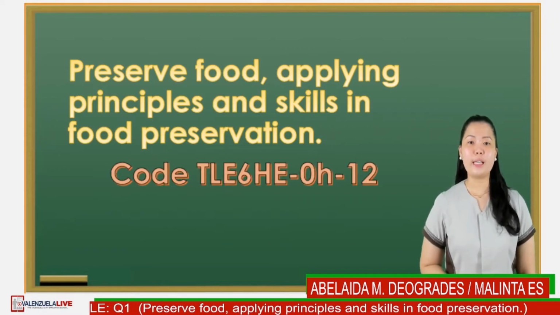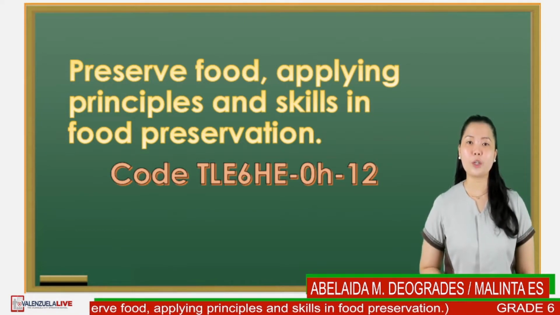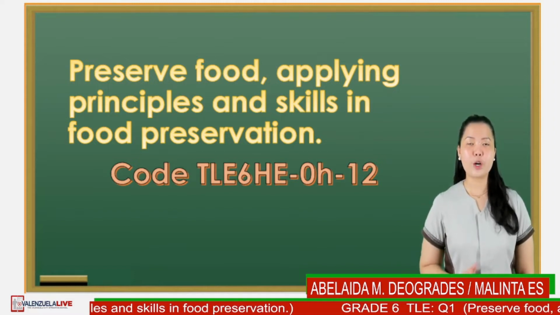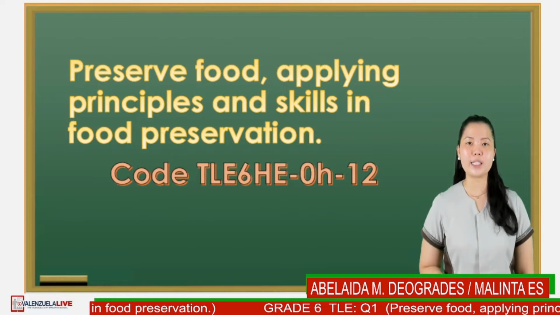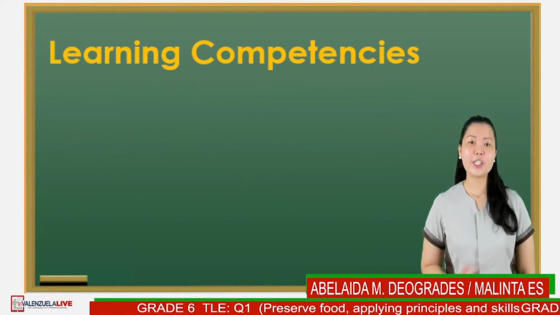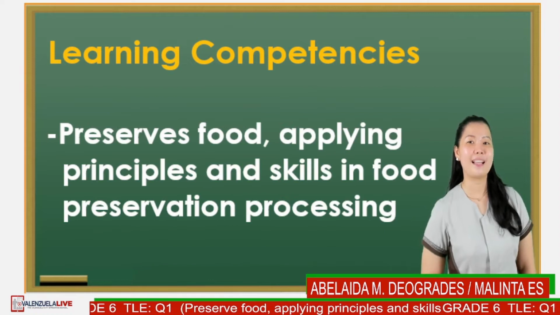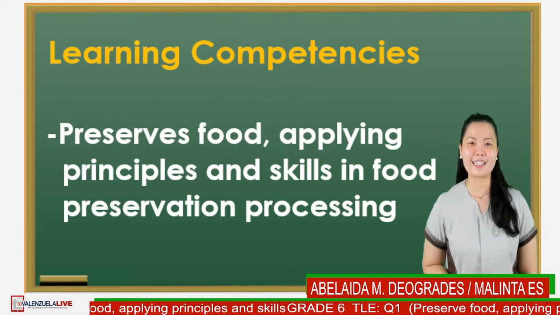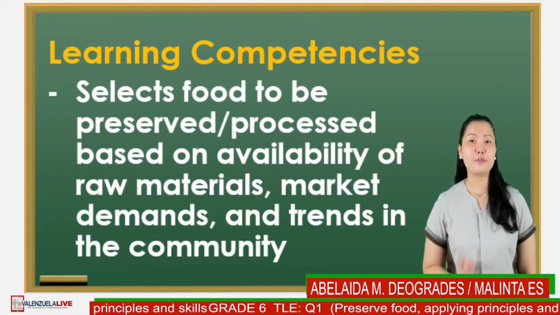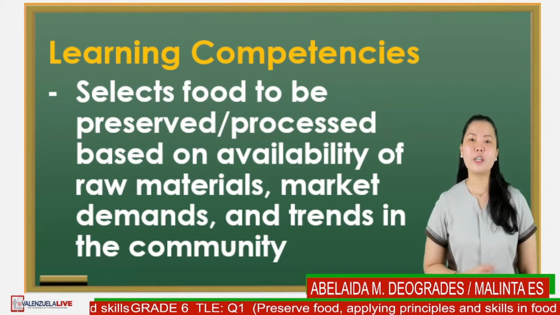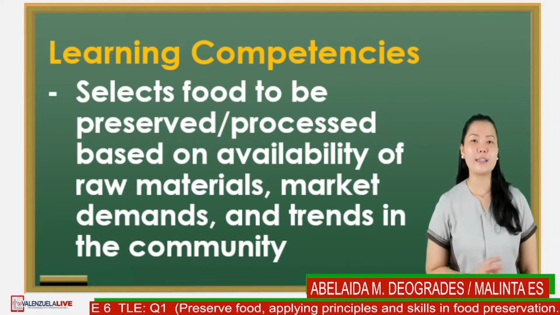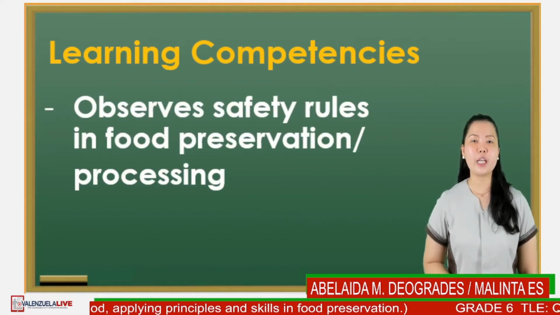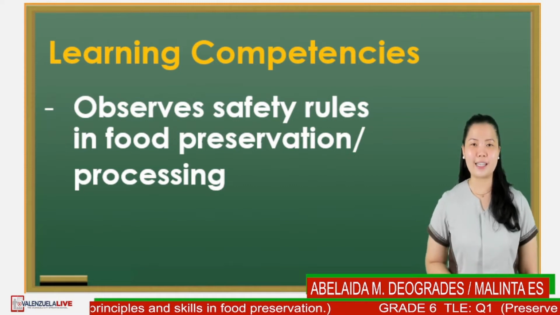In this lesson, we will unfold the following learning competencies with the code TLE6HE-0H-12. Preserve food, applying principles and skills in food preservation. Here are the learning competencies. First, preserve food, applying principles and skills in food preservation and processing. Second, select food to be preserved and processed based on availability of raw materials, market demands, and trends in the community. And third, observe safety rules in food preservation and processing.